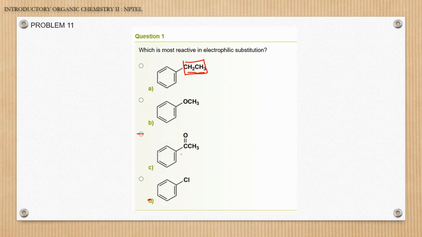Now coming to part C. Similarly here, what will happen? Is it making the ring electron rich or electron deficient? Part C I'm talking about. Is it making this ring electron rich or electron deficient? This particular group. Any answers?